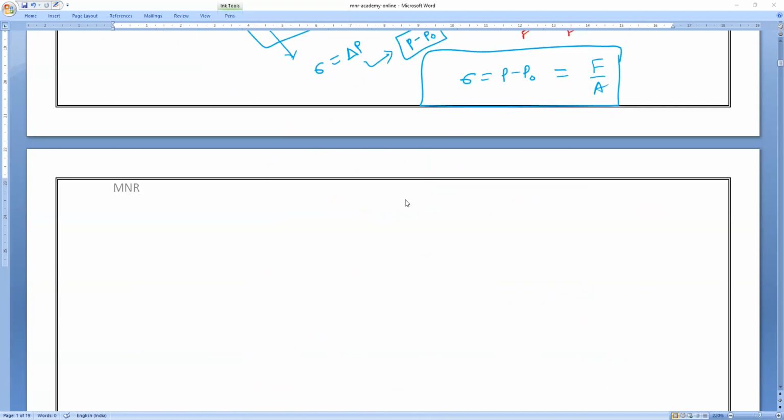Now, for the same stress concept, we are going to apply. What is the unit of stress, everybody? Unit of stress. Make it quick, everybody. Newton per square meter. Newton per square meter is the unit of stress.